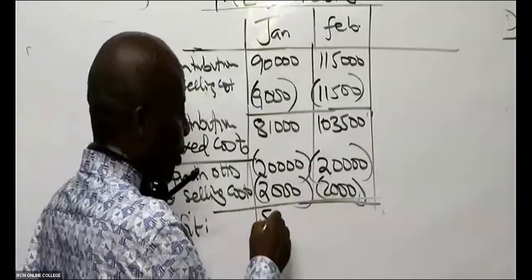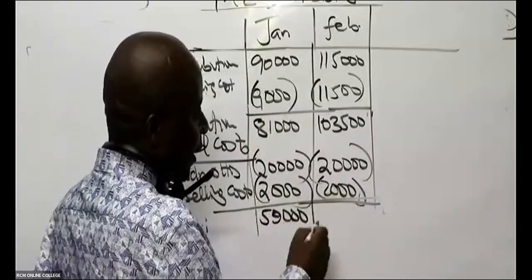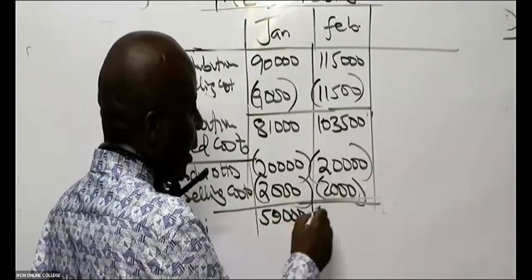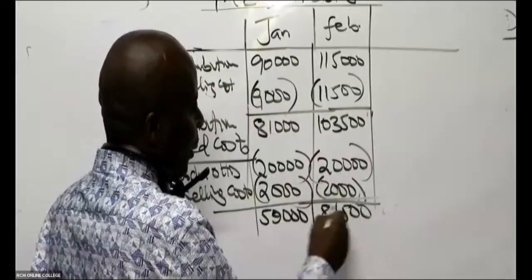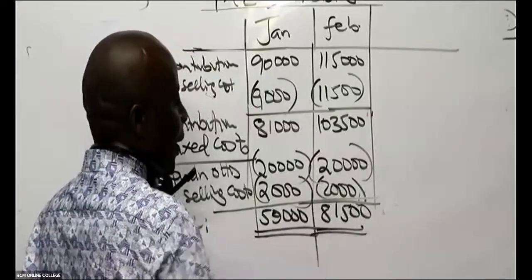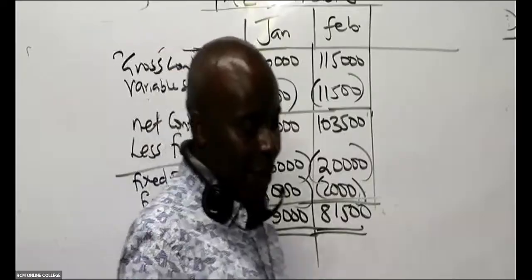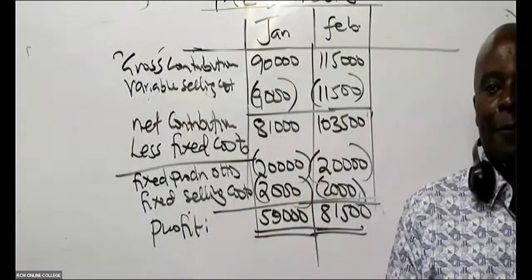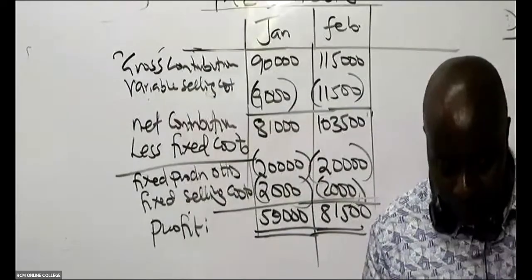59,000, right? So this is 59,000. How about the second one? 81,500. That is the end of that marginal costing P&L statement.